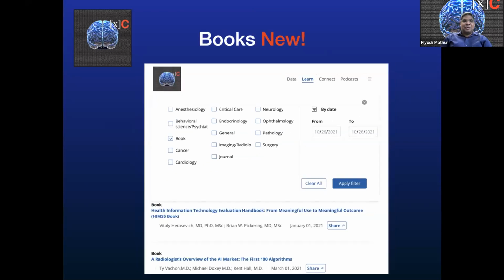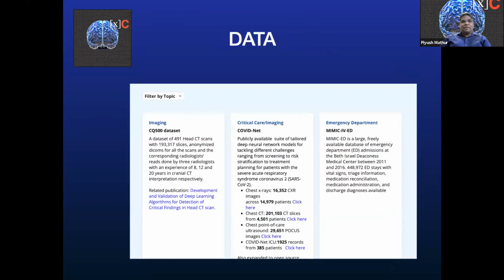We added a new section to highlight some of the books because everybody's looking to learn more. You can filter our Learn section for books now, and you can find the recommended reads right over here. And many of the BrainX community members have contributed to these books. And of course, one of the most popular sections that we have is the data section. Again, now you can filter it based on the topic. So you can find data related to your favorite specialty and direct links to these open source data sets. And once again, this is one of the largest open source registries for links to open source data sets.